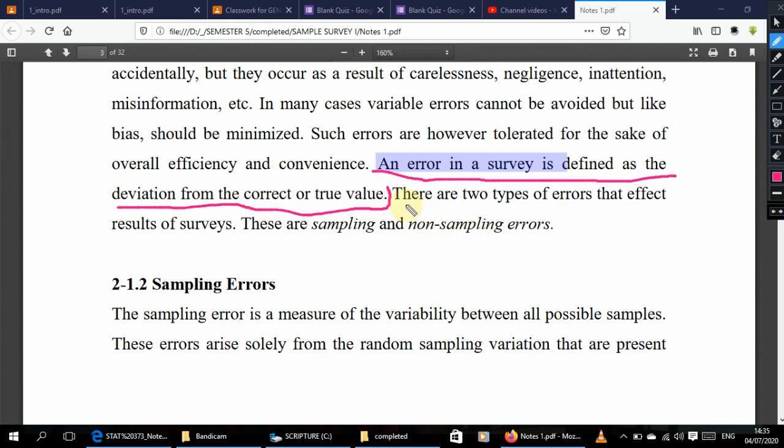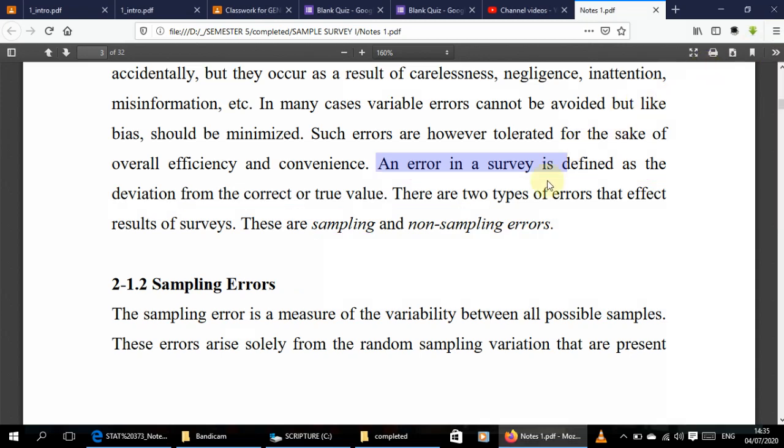All right, so there are two types of error that affect the results of surveys, and these errors are the sampling error and the non-sampling error. Okay, so we will go through these two types of errors today, right?